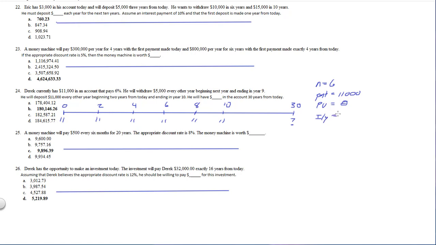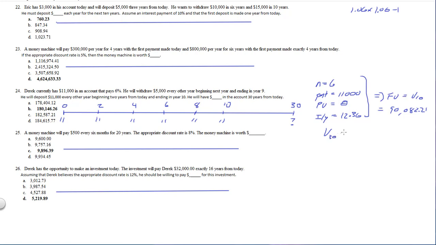Interest rate is not 6% because these are 2-year periods. So the interest rate is 1.06 times 1.06 minus 1. So the interest rate is 12.36. Plug this in. Gives me the future value, which is the value at year 10. And that value at year 10 is $90,082.21. But I need the value at year 30.